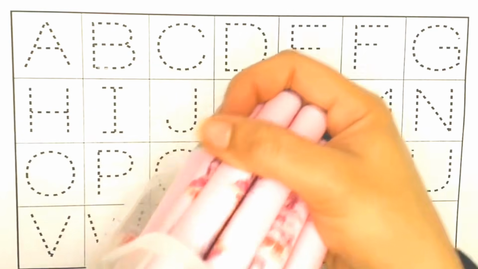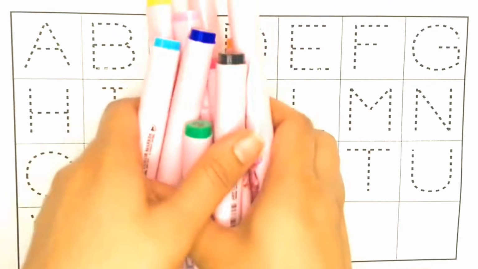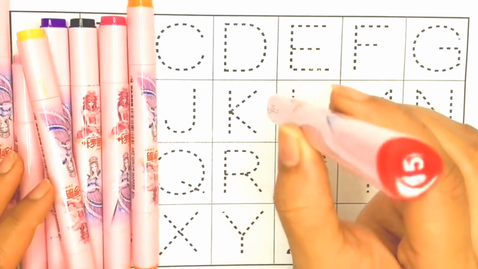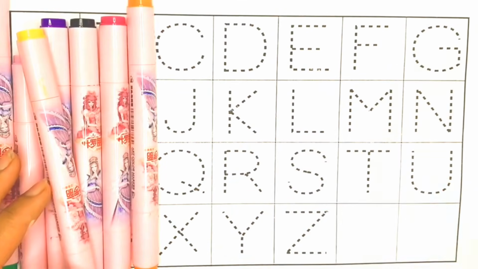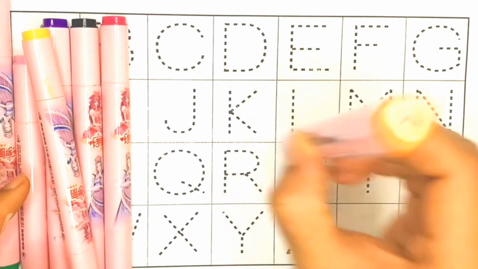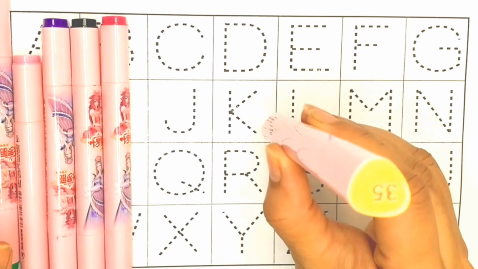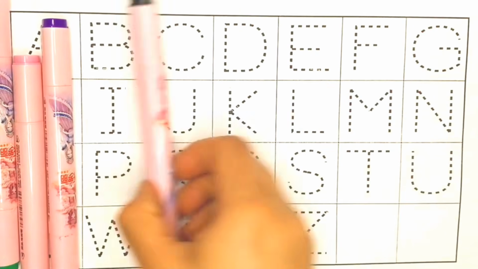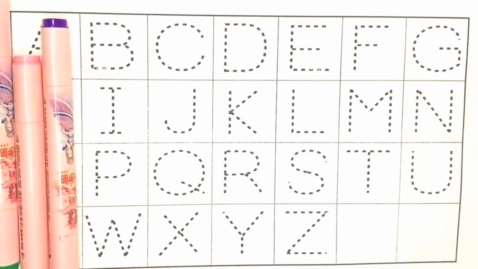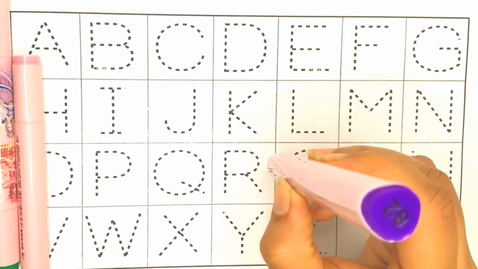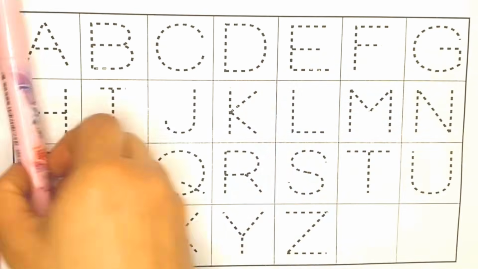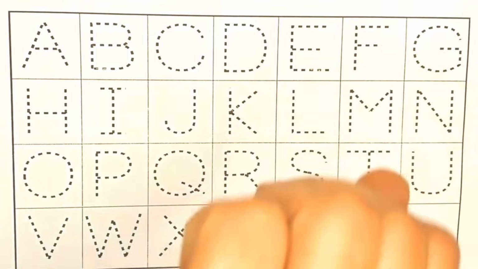Look how beautiful colors are. Here is red color, orange color, yellow color, pink color, black color, purple color, light pink color, green color.